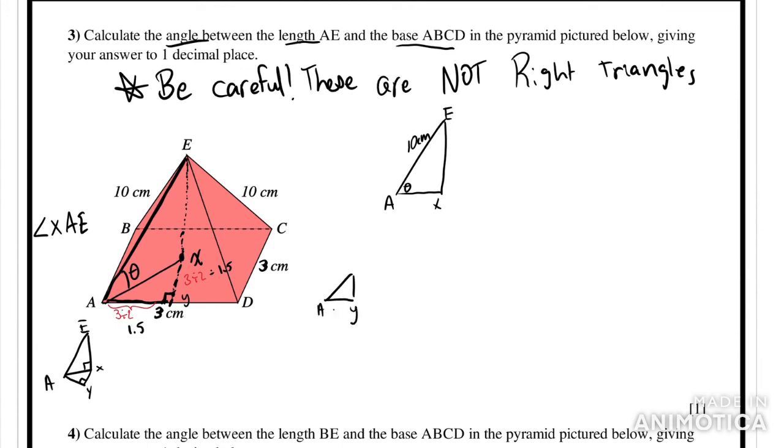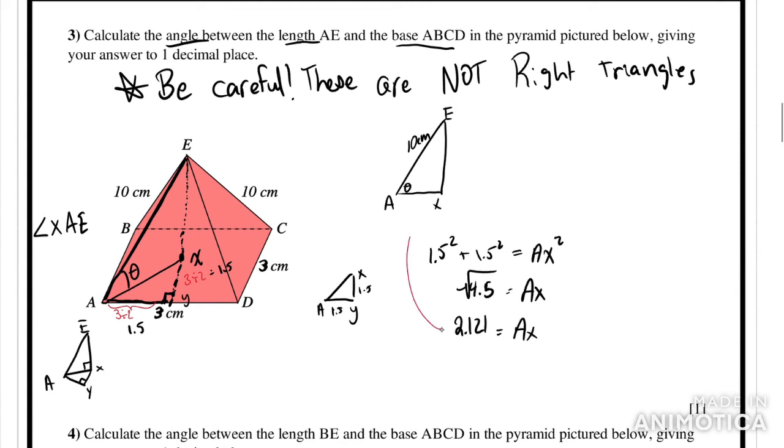So now I have this AYX with 1.5 and 1.5. I can now solve 1.5 squared plus 1.5 squared is equal to AX squared. And this gives me a value of AX is equal to the square root of 4.5. So AX is equal to 2.121. So now I know that value, I can put it up here.